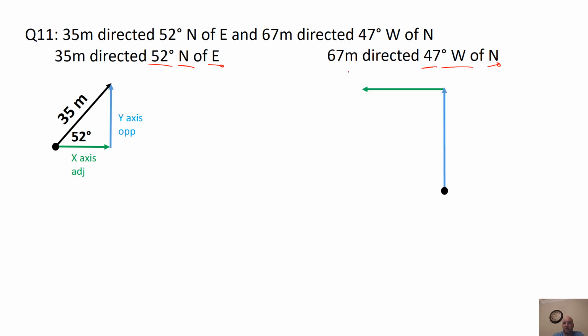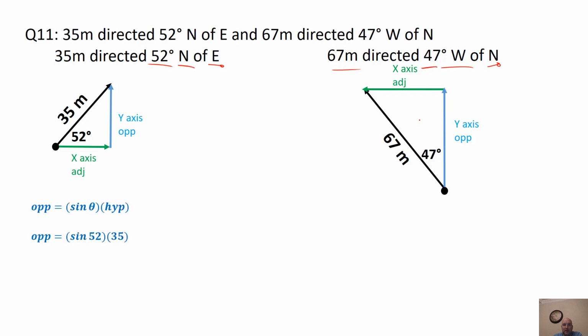Then finish it off by drawing a hypotenuse with 67 on it and taking that 47 and putting it closest to the origin dot. And now we're ready to do the math. What you're going to notice here is the adjacent is the x-axis. So watch out for this, because the x-axis is not going to be... so directed 47 degrees north of A.